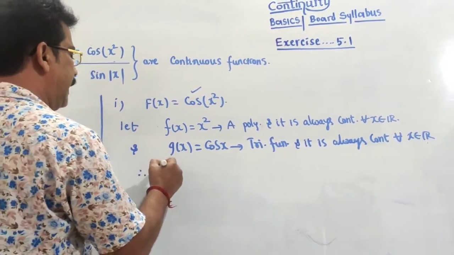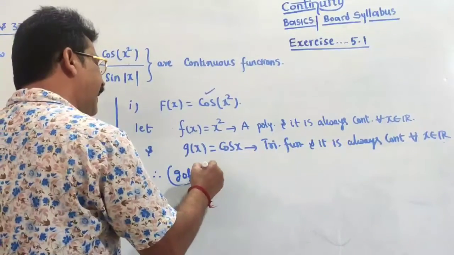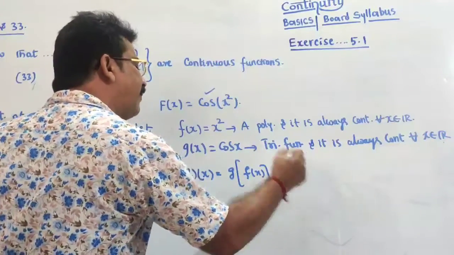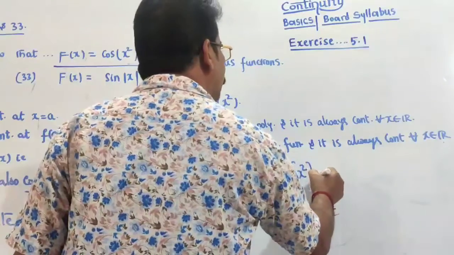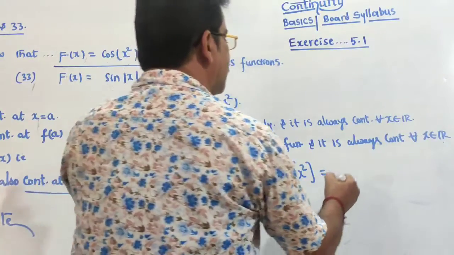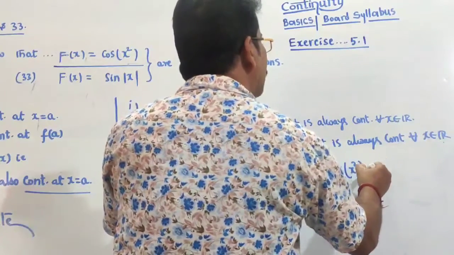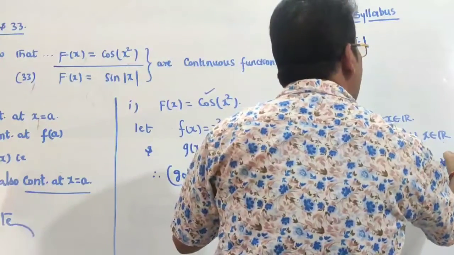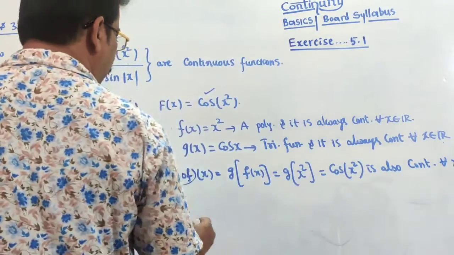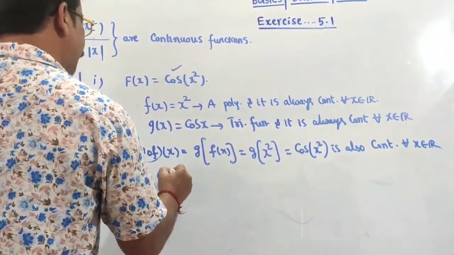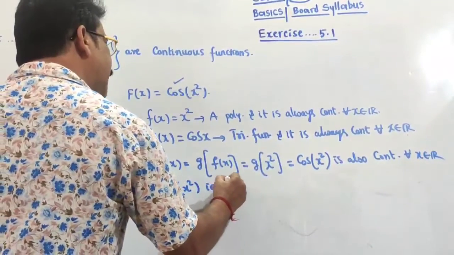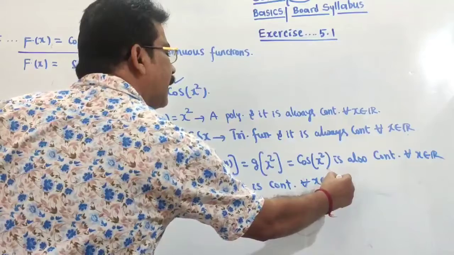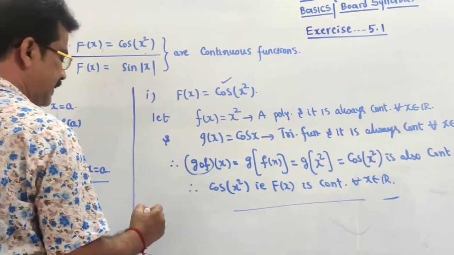So therefore g circle f of x is equal to g of f of x, that is g of x square, that is equal to cos of, instead of x we are writing x square, is also continuous for all x belongs to capital R. Therefore cos of x square, that is capital f of x, is continuous for all x belongs to capital R. Over. Next question.